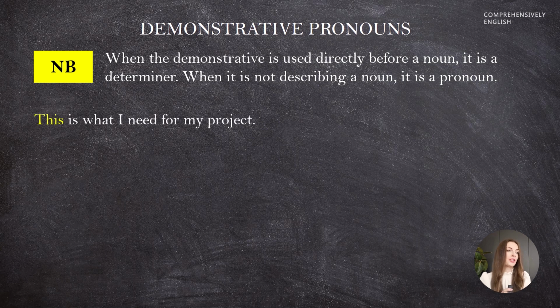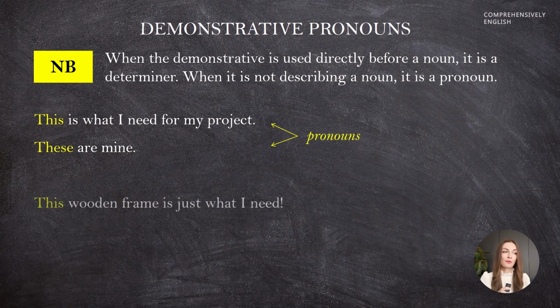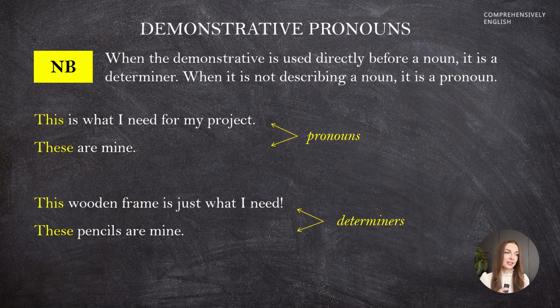Let's look at some examples where this and that are pronouns and at some examples where they are determiners. This is what I need for my project. These are mine. In these sentences, this and these are pronouns. They don't describe any nouns. This wooden frame is just what I need. These pencils are mine. In these sentences, they are determiners. Why? In the first sentence, frame is the noun that the word this describes.